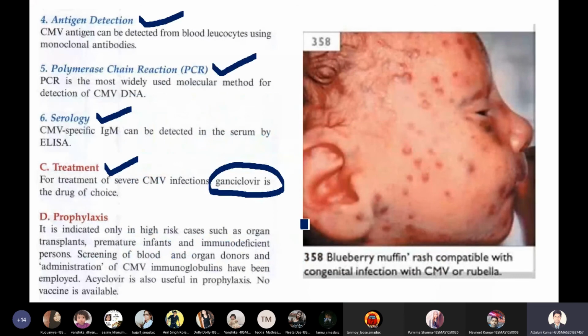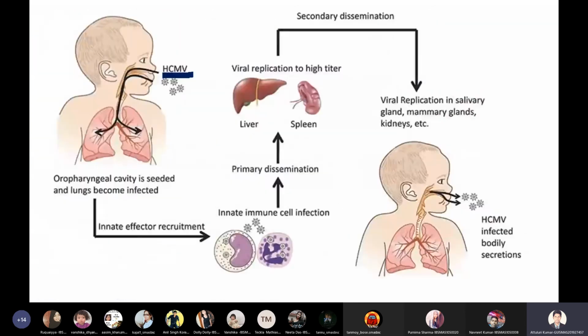Coming to the immunoprophylaxis of cytomegalovirus infection. Prophylaxis is indicated only in high-risk cases such as organ transplantation, premature infants, or immunodeficient persons. So there is screening of blood and organs, and administration of simple serotherapy. There is a serotherapy available. The serum of a patient who already had infection with the cytomegalovirus can be taken and given as an alternative, which is passive immunization, serotherapy, right? That is the only available prophylaxis we have, but there is no vaccine for herpes viruses. So this is all about cytomegalovirus. A quick revision.